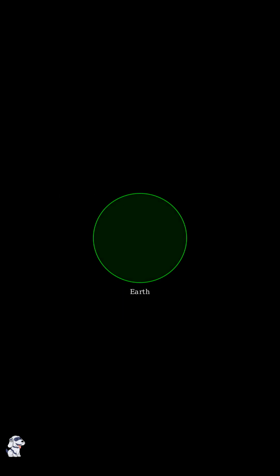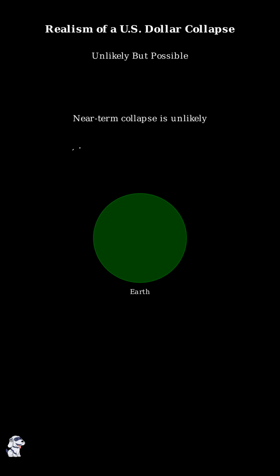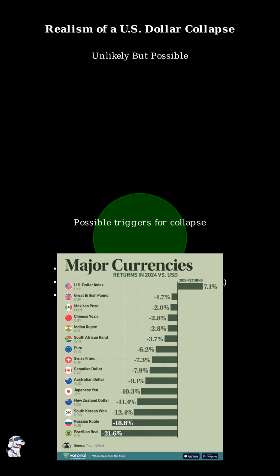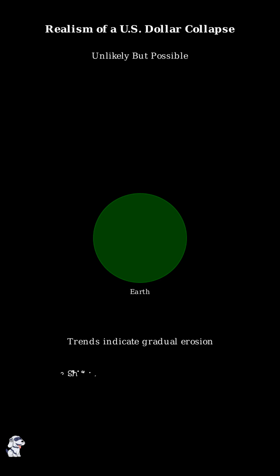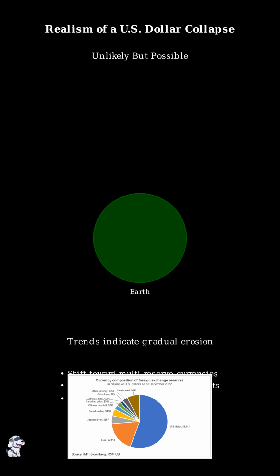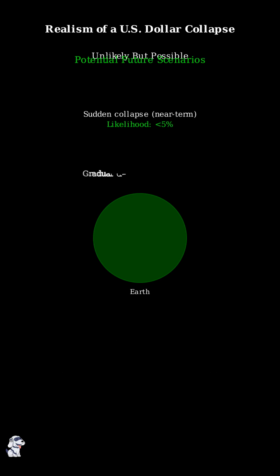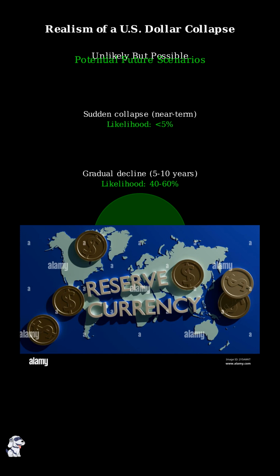A complete U.S. dollar collapse in the near term is unlikely due to its inertia and the strength of the U.S. economy and military. However, a confluence of factors like war, policy failures, or hyperinflation could trigger a collapse. Trends indicate a gradual erosion of USD dominance rather than a sudden collapse, with a potential shift towards a multi-reserve currency world. Potential future scenarios include a sudden collapse with low likelihood, gradual decline over years with moderate likelihood, and a multi-reserve world with high likelihood.